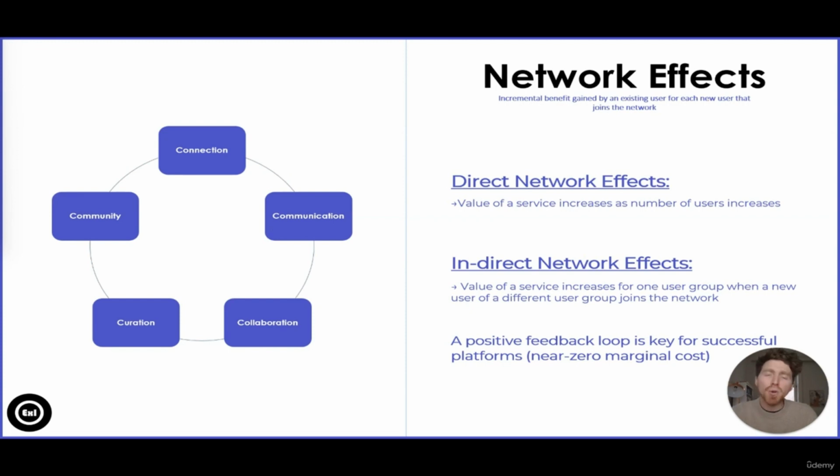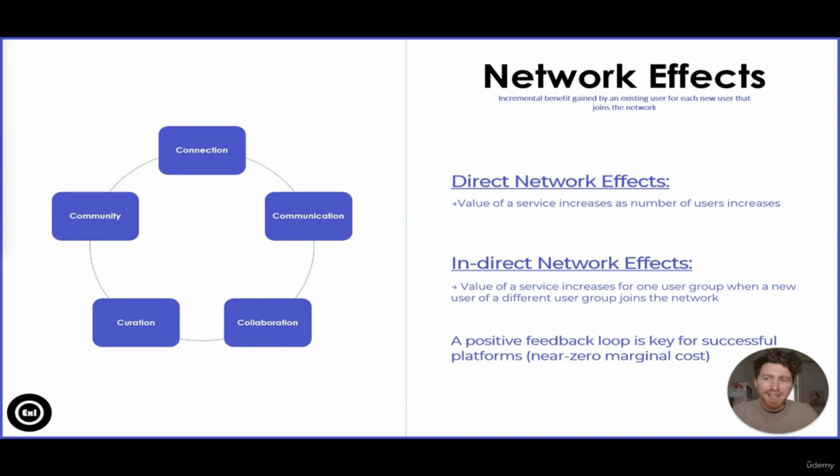Curation. You need some kind of moderator or mediator who looks at the content which is created within a platform or within a social media app, for example, and needs to delete inappropriate content to keep the quality of the network high. Because if the quality is decreasing, people will get angry and just leave and not join the network anymore. And last but not least, community.